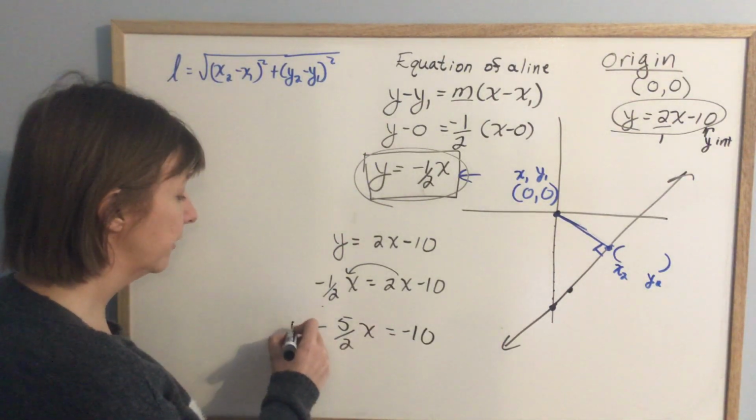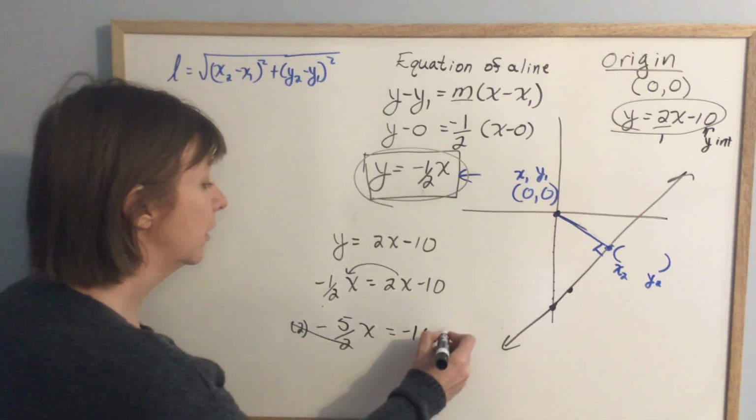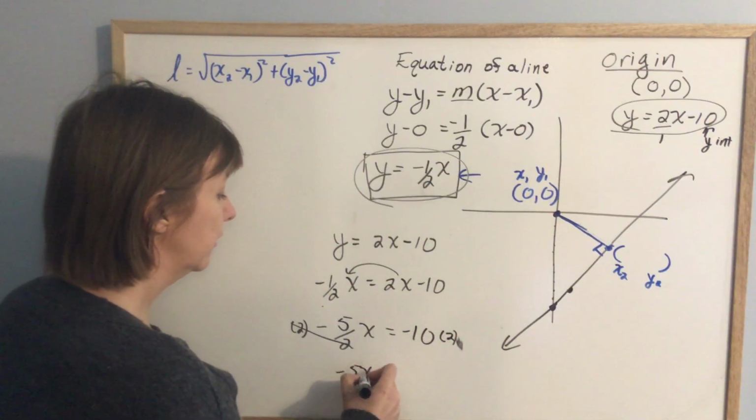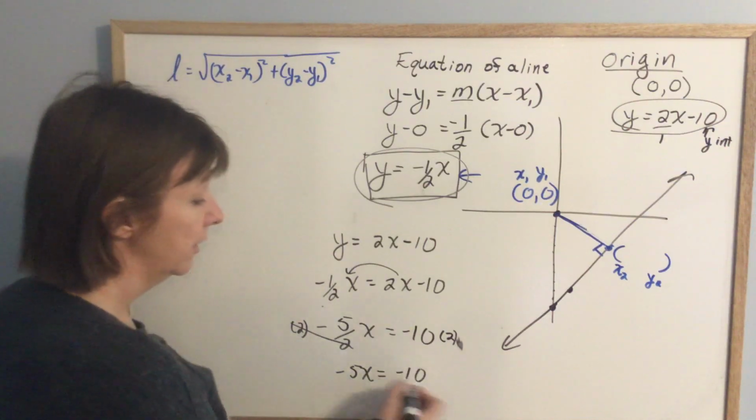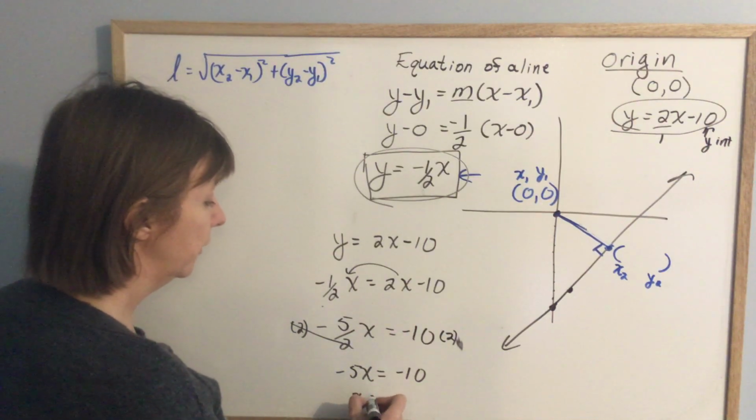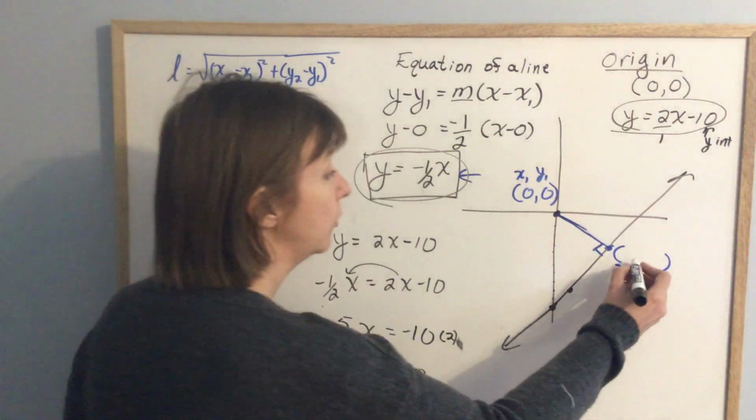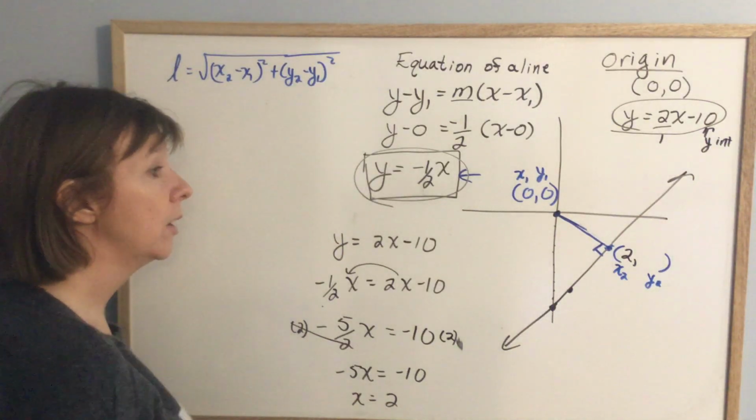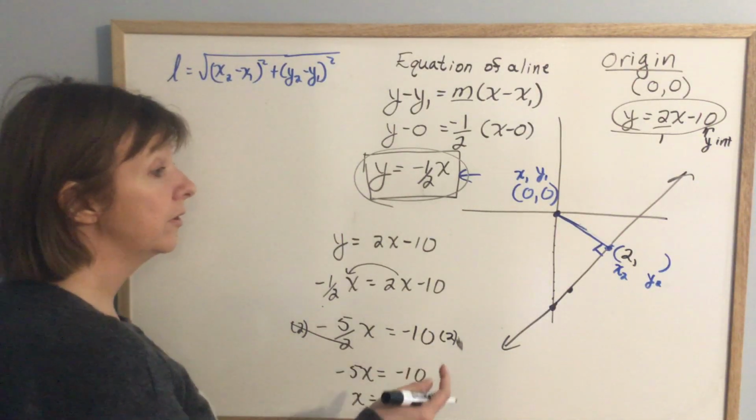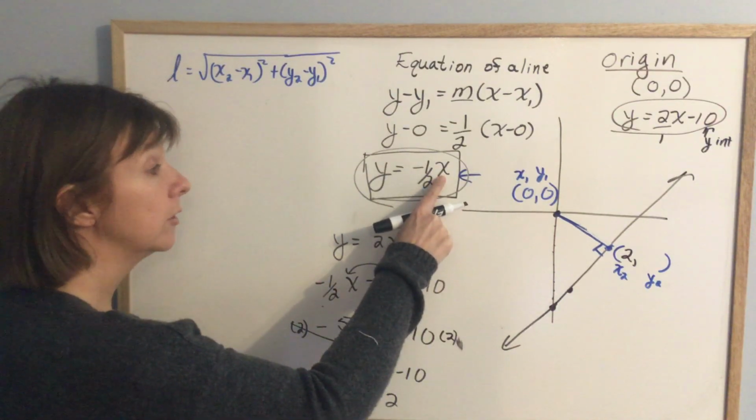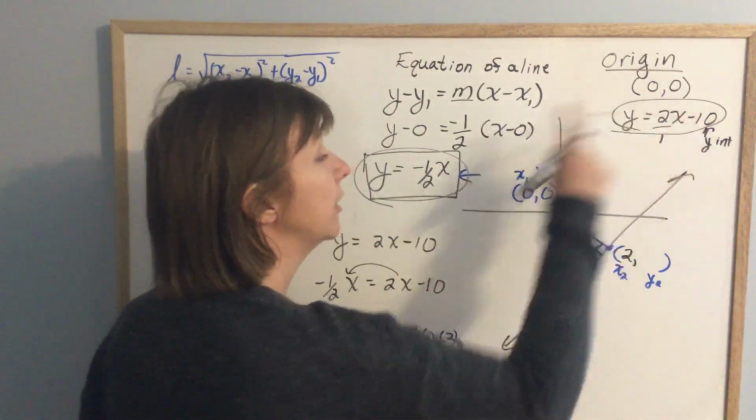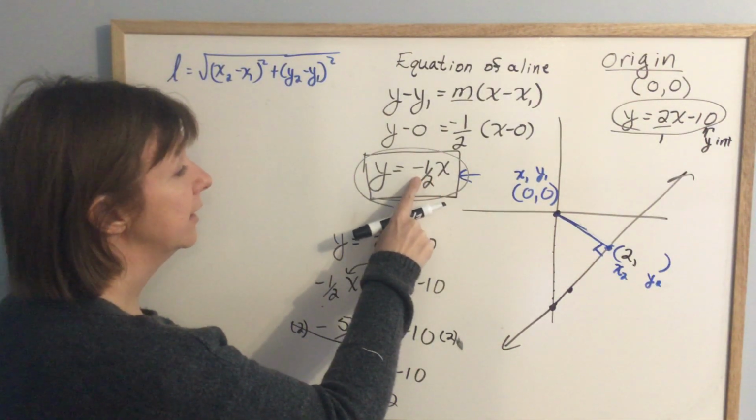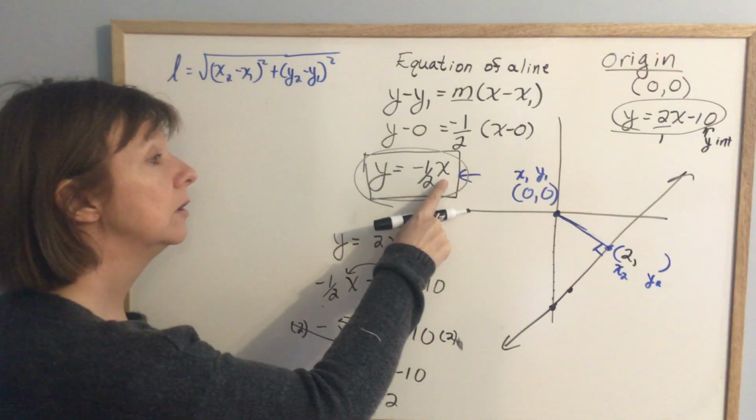So I would multiply this side by 2, so that my 2's cancel. So I would have negative 5x is equal to negative 10. Divide both sides by negative 5, and I would get that x is 2. So this point is 2, and now I need the y value. Well, I can either take that x value and put it into here and solve, or I can put it into here and solve. You should get the same answer. If I put 2 into here, negative 1/2 times 2 is negative 1.